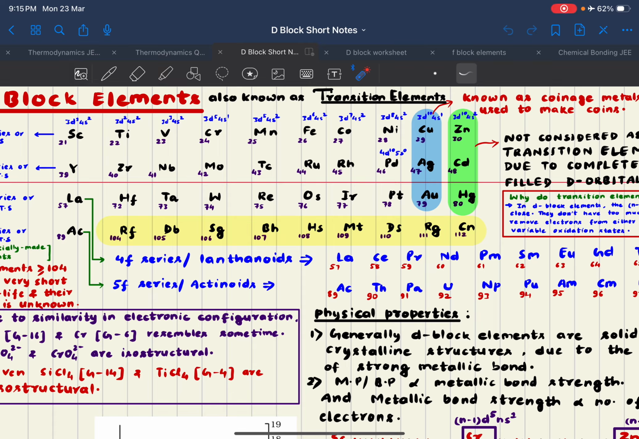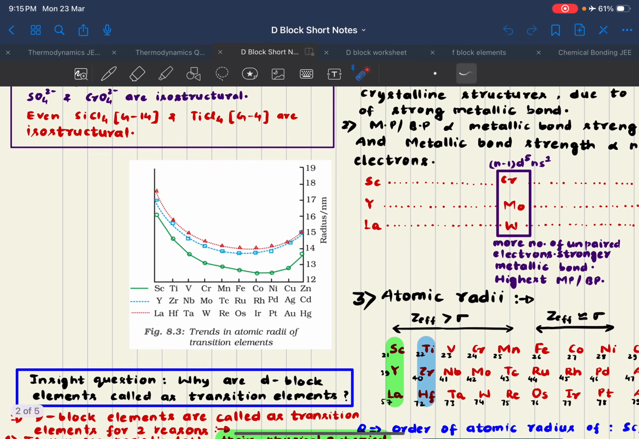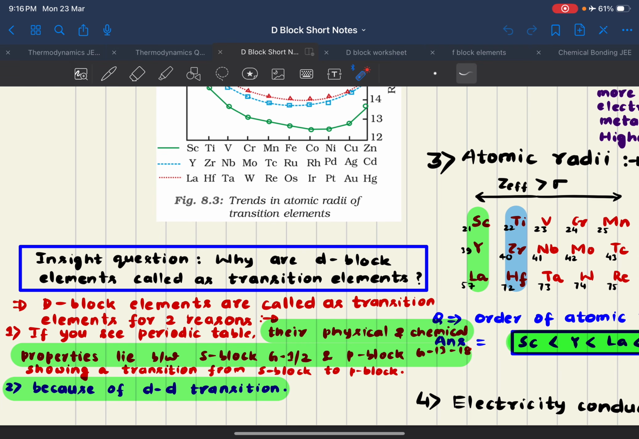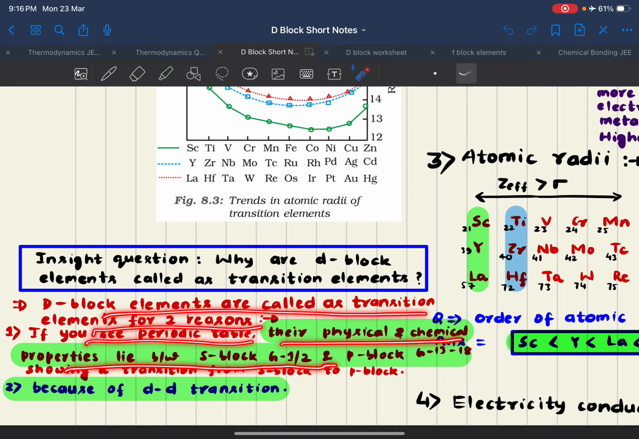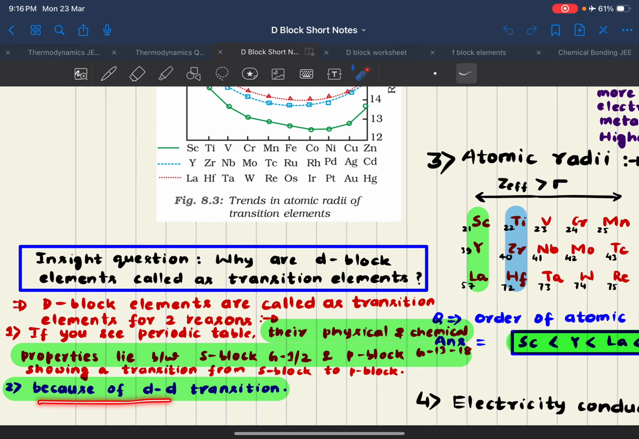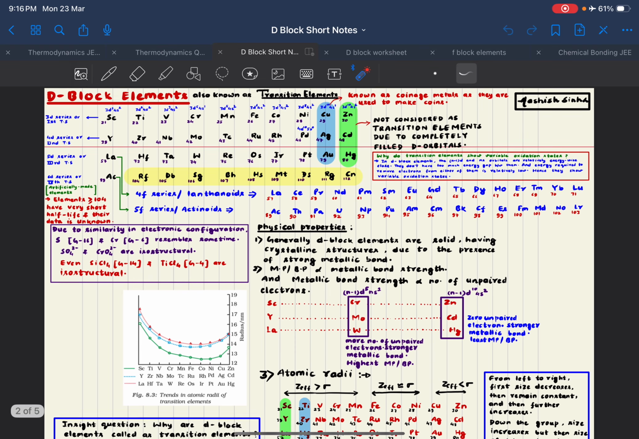Another reason is that the electrons present in the D subshell keep on jumping from one D orbital to another D orbital. Basically, it is called d-d transition. D block elements are called transition elements for two reasons. If you see the periodic table, their physical and chemical properties lie between the S block and P block. And the second reason is because of d-d transition. That's the reason they are called transition elements.